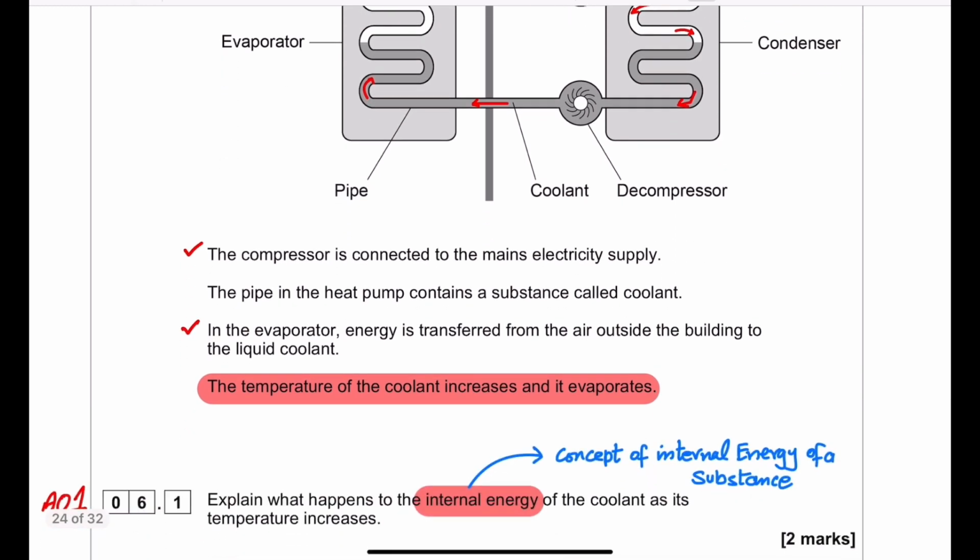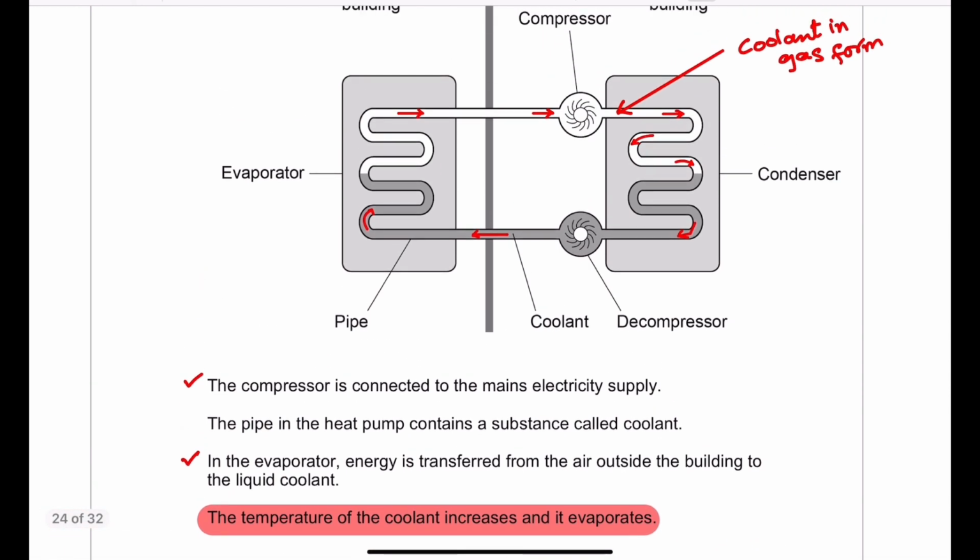The compressor is connected to the main electric supply. We can see here, this is the compressor which is connected to the main electric supply, and this is an important point and we need it for the next coming questions. The pipe in the heat pump contains a substance called coolant. So we can see that the coolant is present, which is moved inside the pipe.